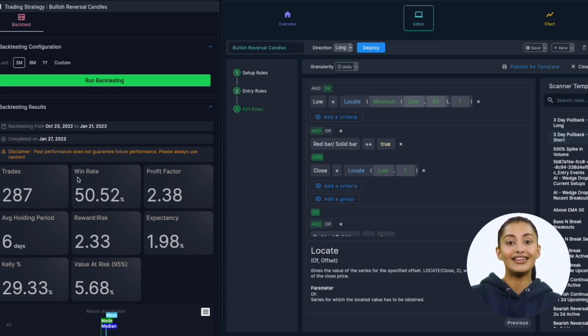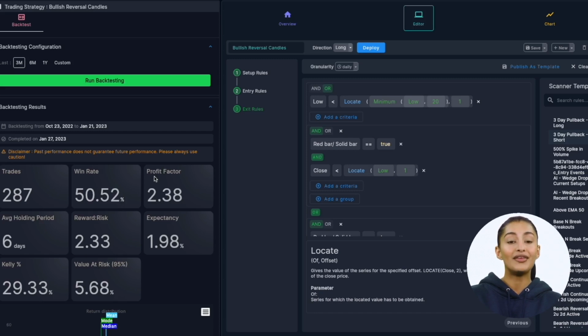Next is the win rate. This shows how many of those trades generated a positive return. A 50% may not seem like more than a coin toss, but the win rate alone doesn't give the true picture of the edge. This is why we need to look at other metrics in combination.